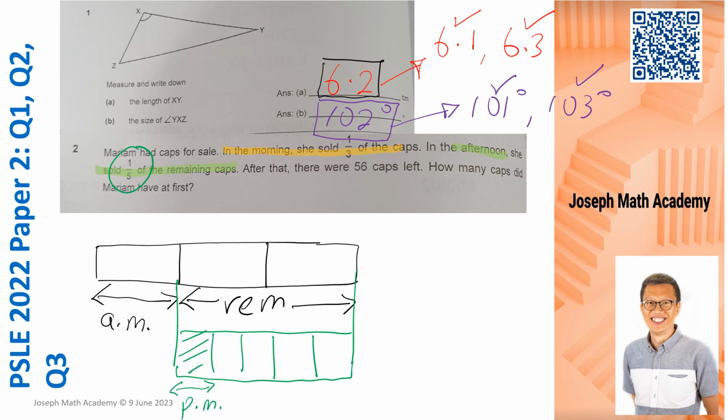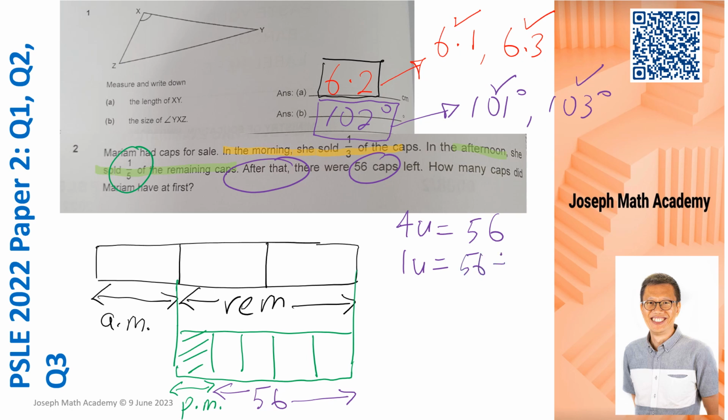Now, in the end, after that, Mariam had 56 caps left. So this part over here must be 56. So 56 must be 4 units. So using our calculator, using the unitary method, 56 divided by 4 is simply 14.